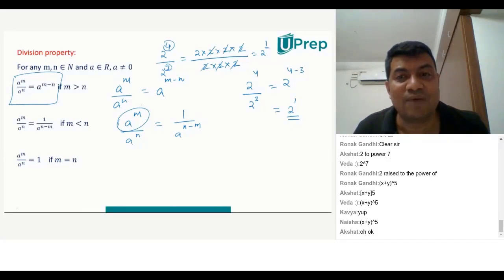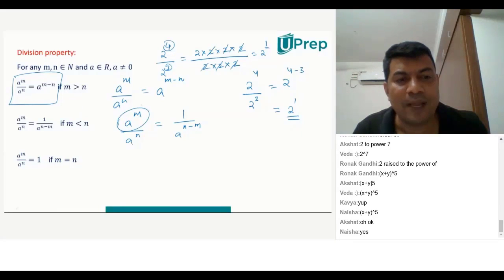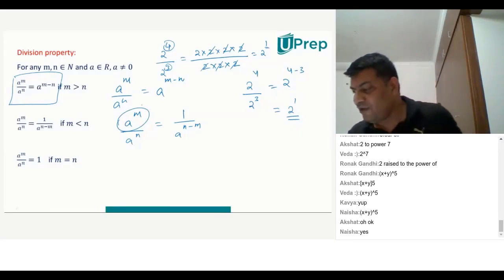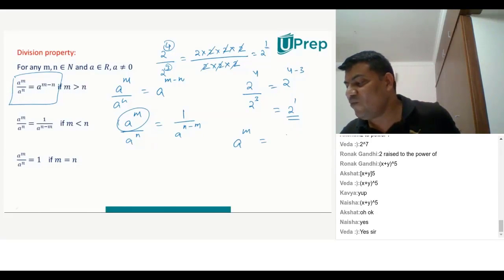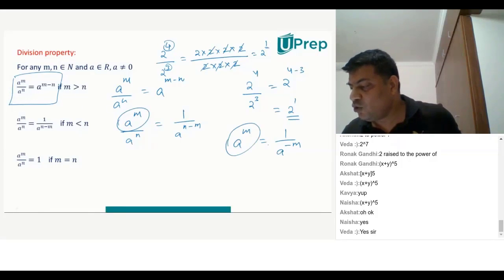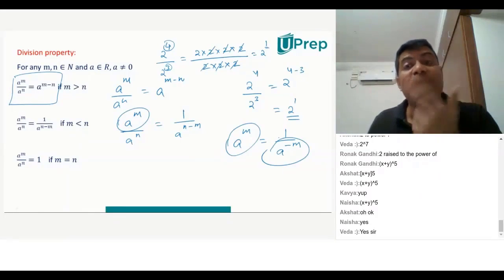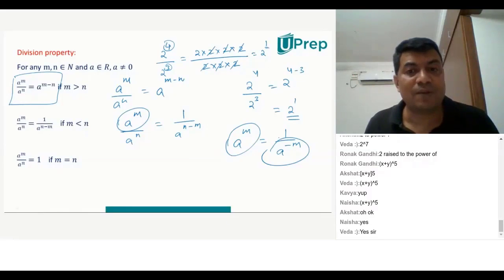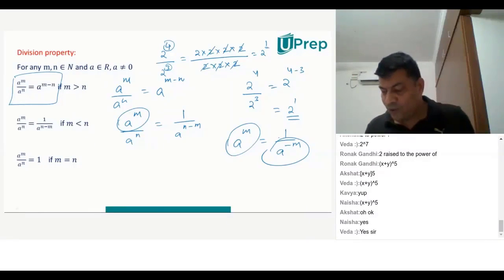Does that make sense to everyone? Yes, sir. Very good. So I need everyone to understand that a power m will always become 1 by a power minus m. So this a power m, when it goes to the denominator, will become a power minus m. That's very fundamental. Okay.